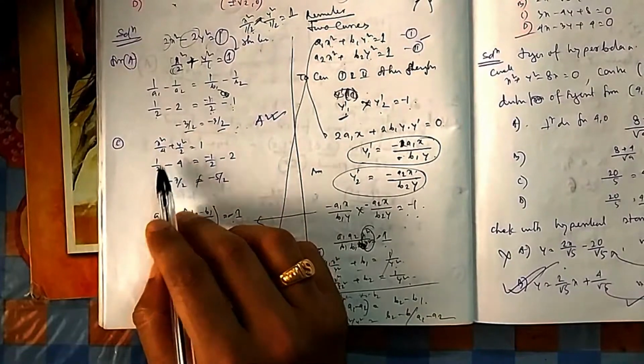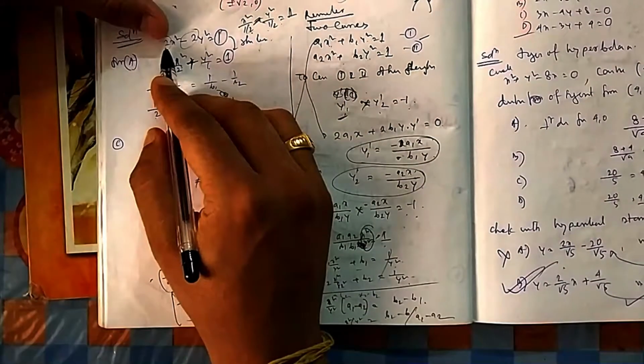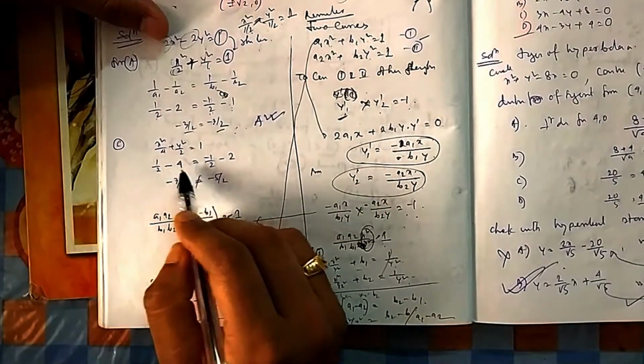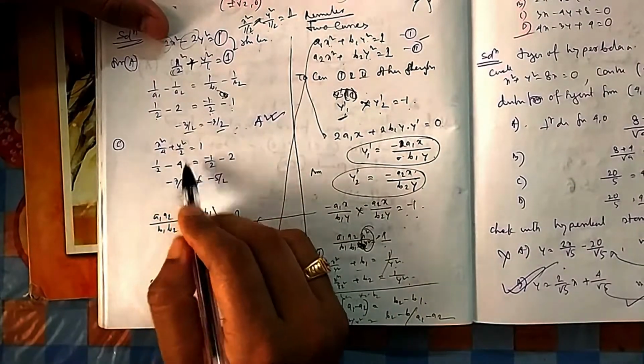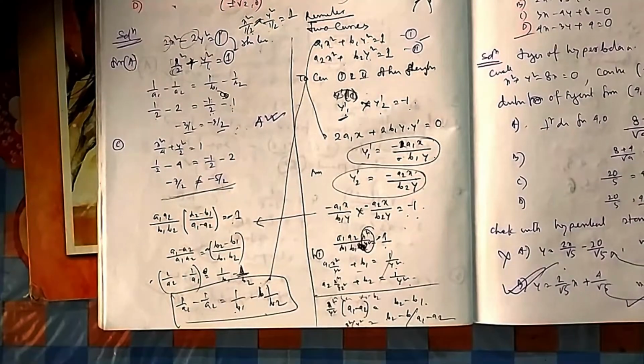If you do the second one, again what is a1? a1 is 2, so 1 by 2, and a2 is here 1 by 4. You apply this one, this is not satisfying. So obviously from A and C, A is the answer.